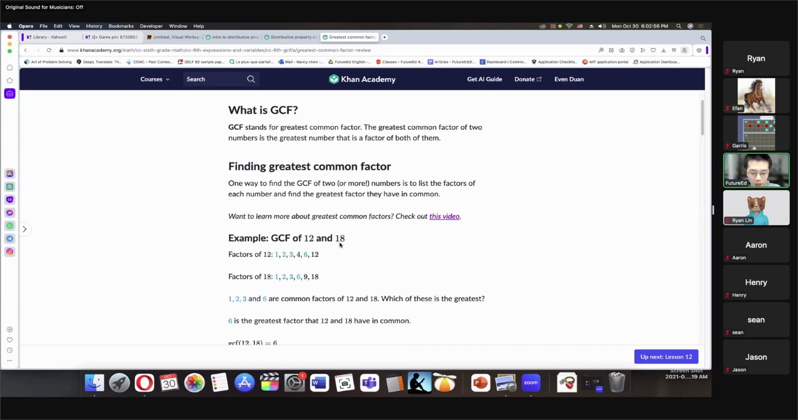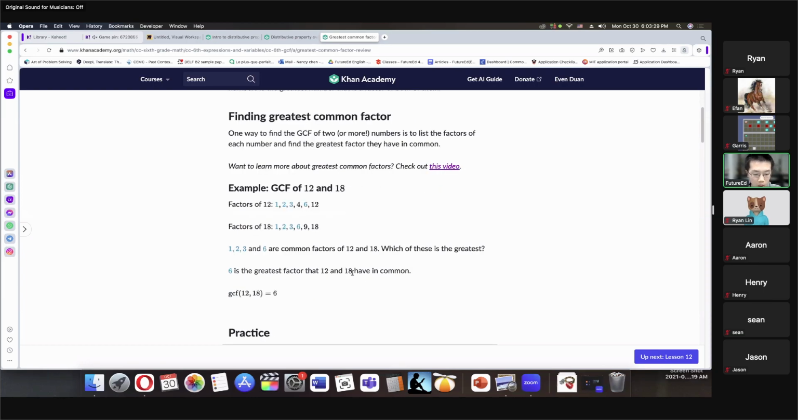Okay, so here they gave us two numbers, 12 and 18, and if you go down the number line, there's only like 11 numbers under 12, and we see that from 1 through 6, all these numbers divide into 12, and from 1 through 9, these five numbers divide into 18. But if we compare, we see that 6 appears in both lists. And because it's the biggest possible number you can get, it's the greatest common factor. So over here, we see that 6 would be the greatest common factor that 12 and 18 have in common.